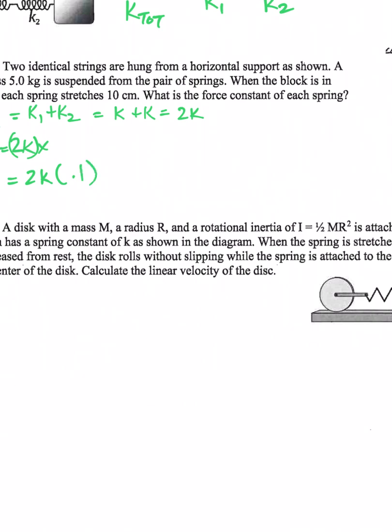And then mg, so we have a mass of, what's the mass though? Be careful. Yes, 5. Gravity is 10. 2k times 0.1. Can we solve for k now? 250 Newtons per meter. Newton meters would be joules. It's not energy, it's newtons per meter. Are we good?